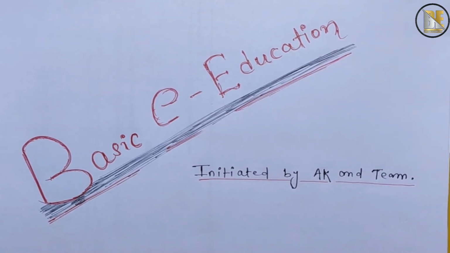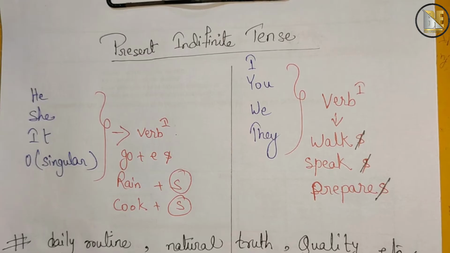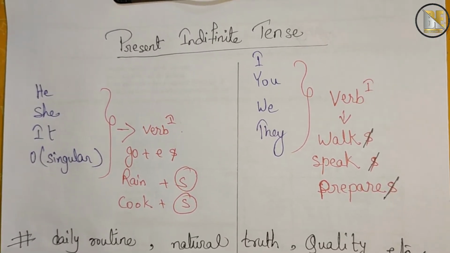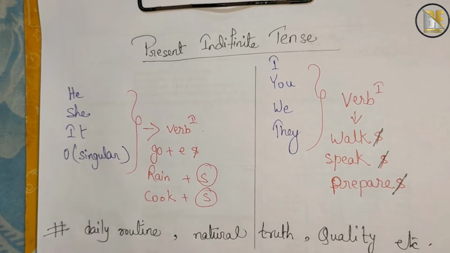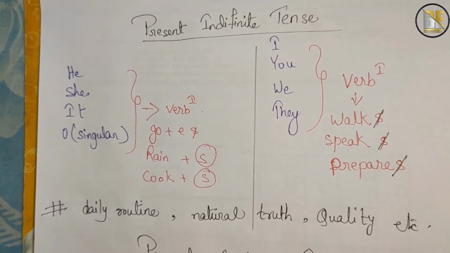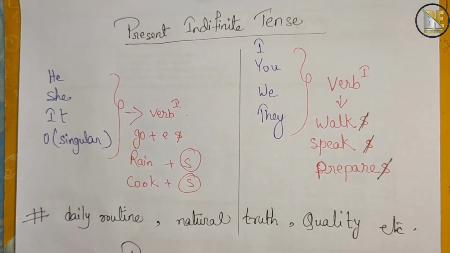In our last video, we studied present tense and where we use it. So let's start from where I left off. As we already discussed present tense and past tense, and where we use them, we will discuss the future tense in the next video. So let's focus on the present indefinite tense. Where do we use present indefinite tense?